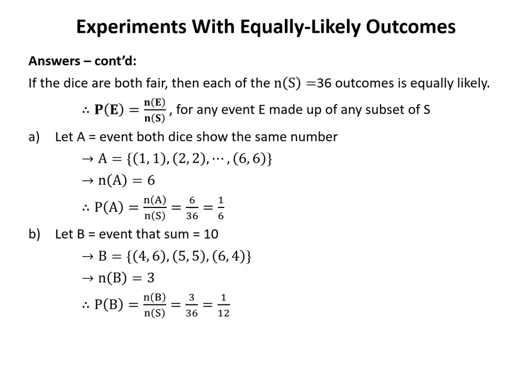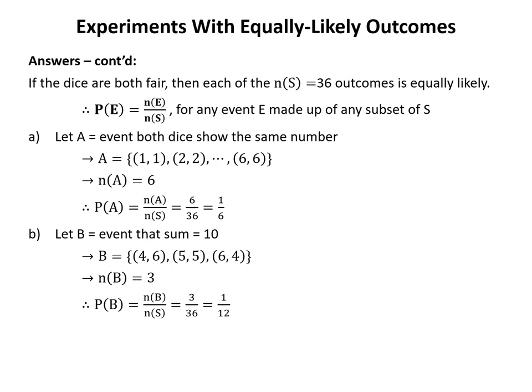Now, if both of these dice are fair, then each of the 36 outcomes in the sample space are equally likely. And so therefore, we can say that the probability of any event that we define, E, would equal the number of outcomes in E divided by the number of outcomes in S. And that will be true for any event E made up of any subset of the sample space S.